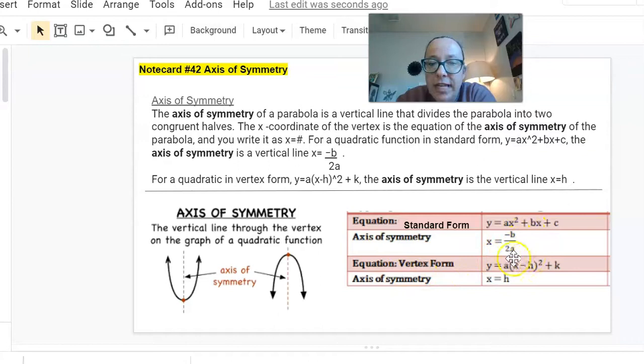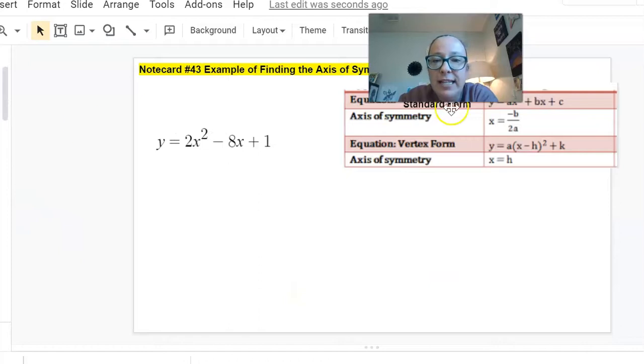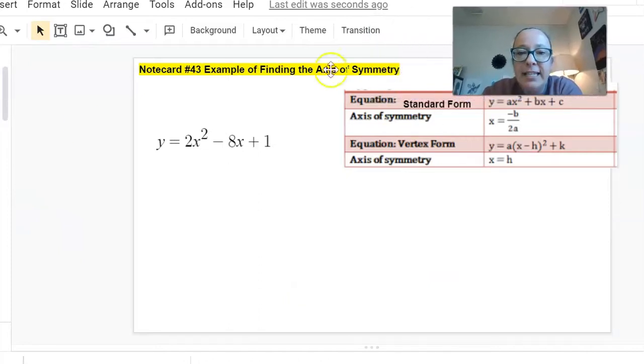Now, if you're given vertex form, it's just the h, because that's the nice thing about vertex form, is you can pull off the vertex really quick, and it's just the x value of the vertex. So remember, these are in x equals because it's a vertical line. It hits the x-axis, and it's an equation, so it's x equals. And it's the same whether it opens up or opens down. Remember, it opens up if a is positive, and it opens down if a is negative. All right, so here's an example of finding the axis of symmetry.